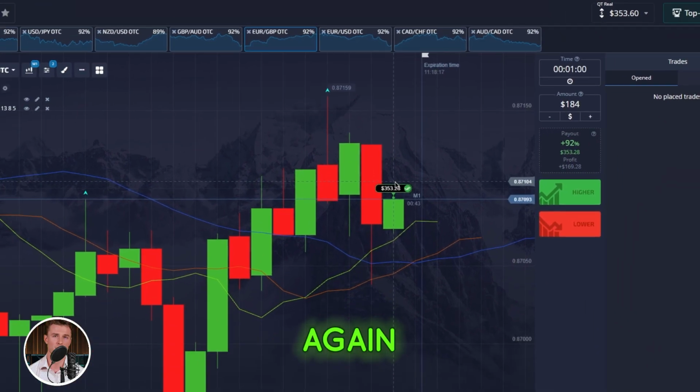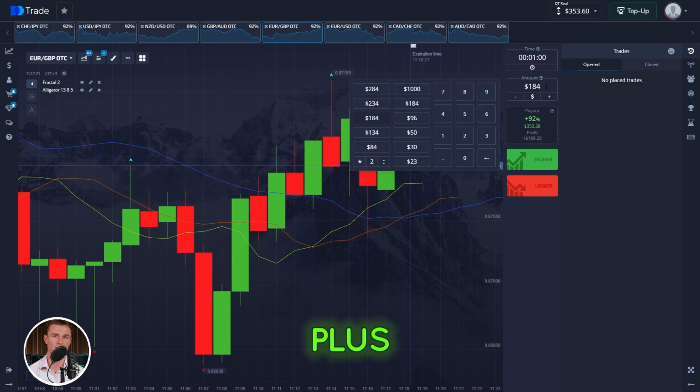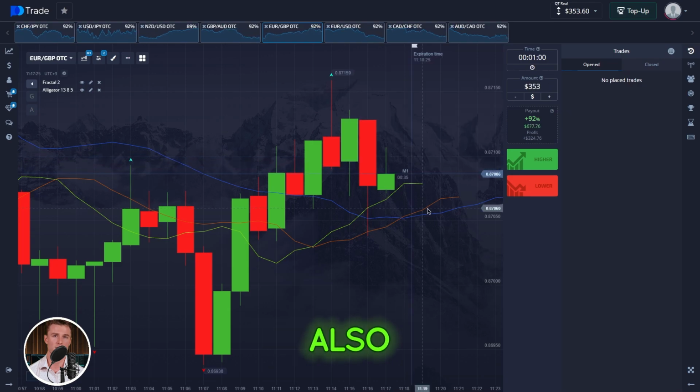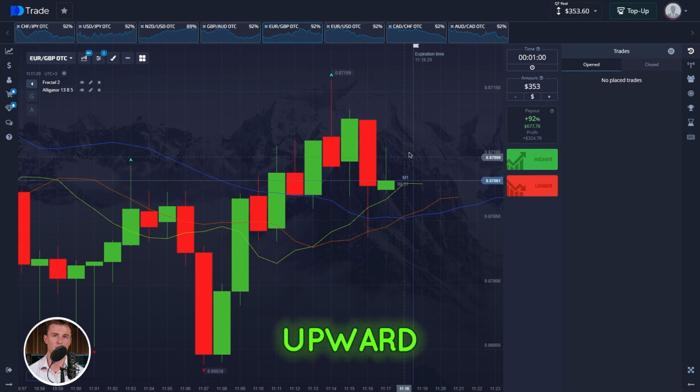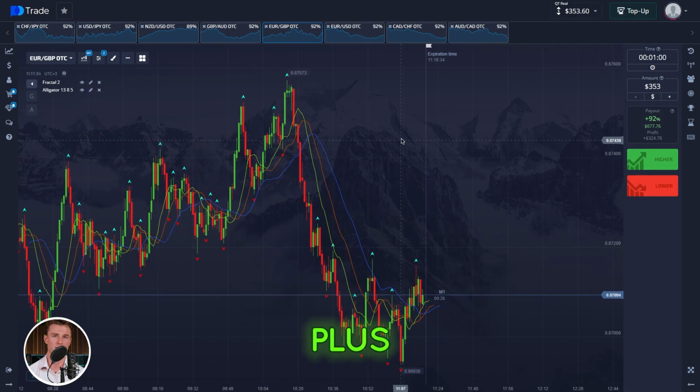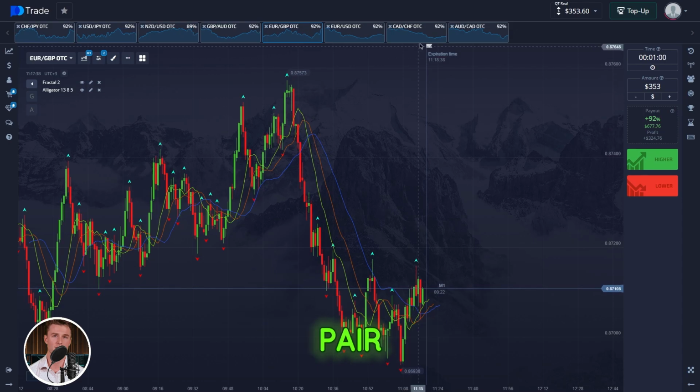And again, our trade in the last seconds closes in the plus, as I said, because we had a strong pullback. Also, the next candle should also show its strong upward force. So we closed the deal in plus. Let's continue trading and pick up the next currency pair.